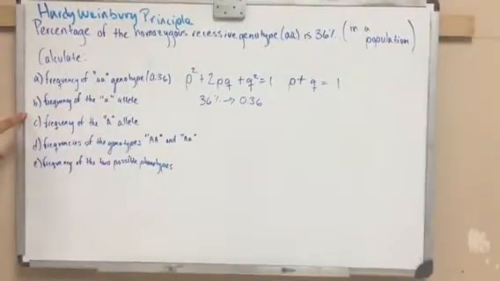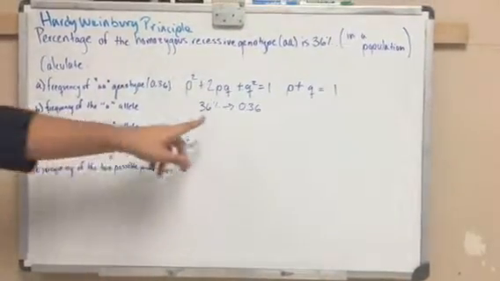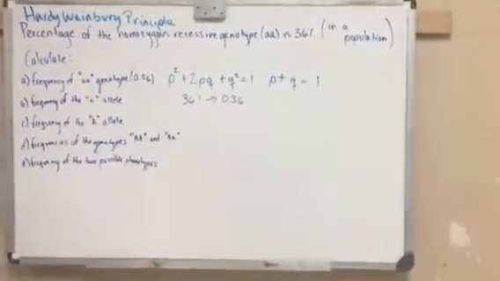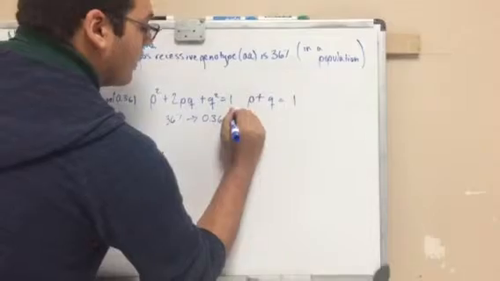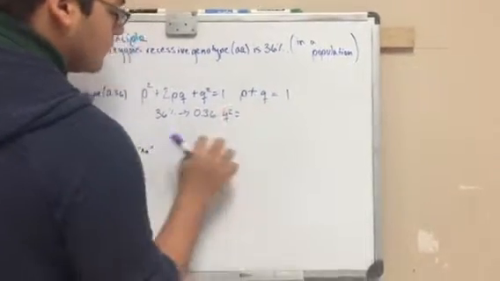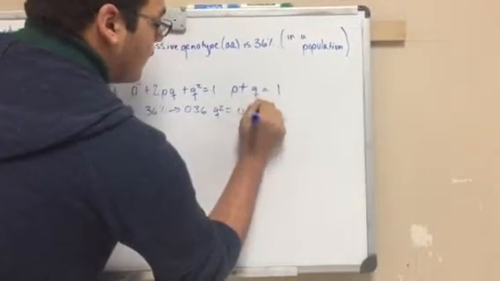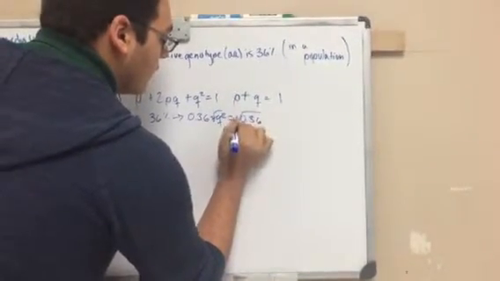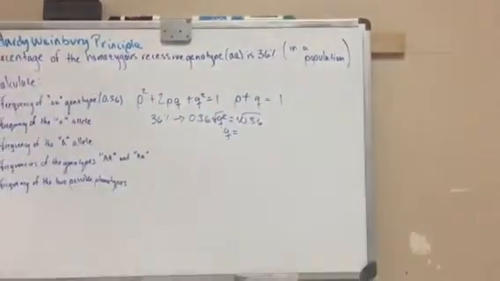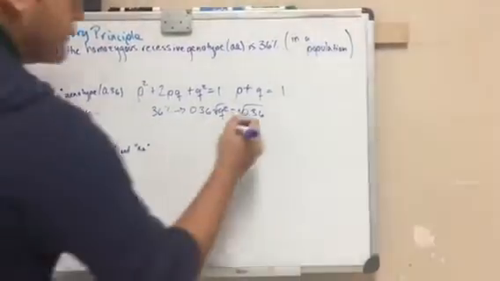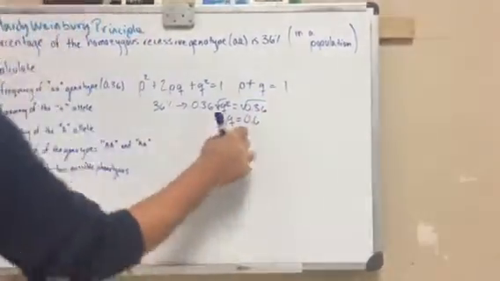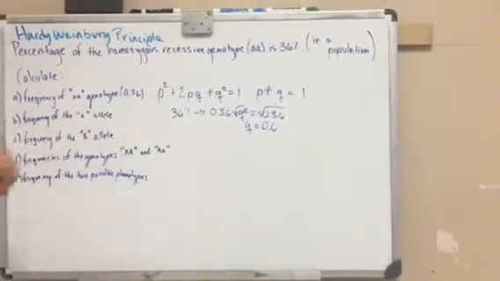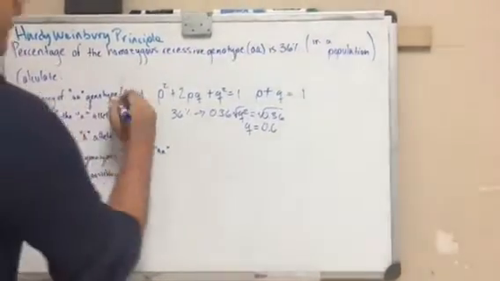Now we need to find the frequency of the a allele. So because we established that 0.36 is equal to q squared in this equation, we can just do q squared is equal to 0.36. Then we just take the square root of each side to solve for q, and we figure out that it's 0.6. So this is the frequency of the little a, or the recessive allele in this population. So we have 0.6.